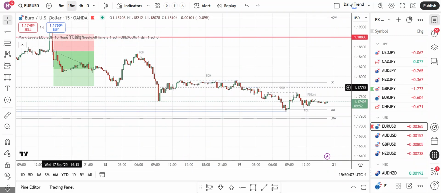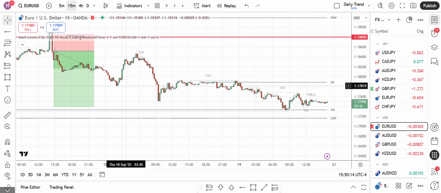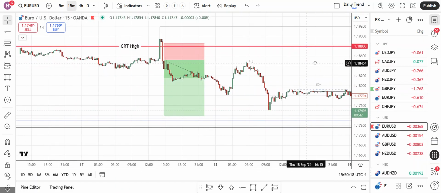However, there's no way to predict how far price is going to go. If it were possible, everybody would be rich, so just try to get, I'd say at least 1 to 2 is a realistic expectation. But that did work out.